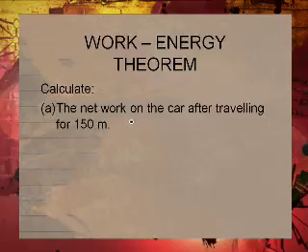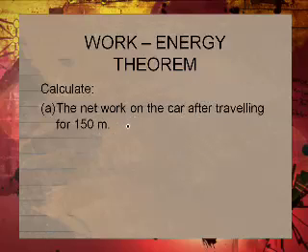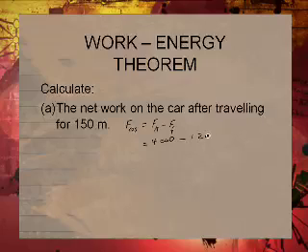Now, one way of working this out, I said earlier on, you might have to find the resultant force. Look, this is the applied force by the engine. That is the frictional force. You can quickly find Fres, which is your resultant, as F applied minus F friction. And that will be equal to 4,000 minus 1,200. And that gives you 2,800 newtons. And from this, you have your Fres. You can work out the work, the work done by the resultant force.